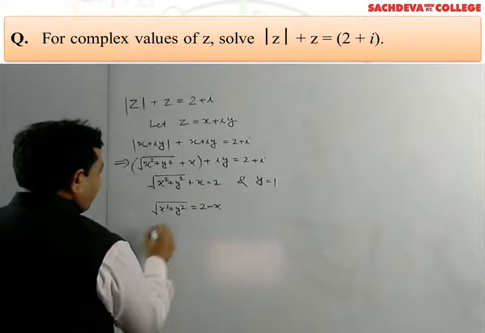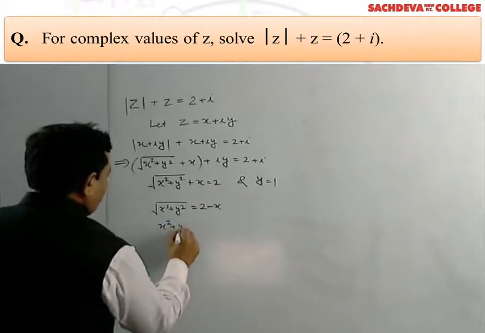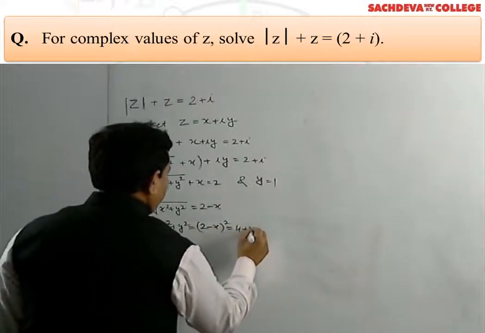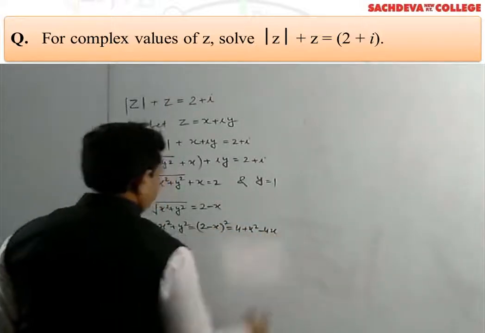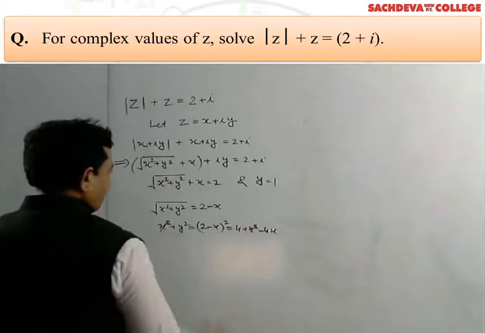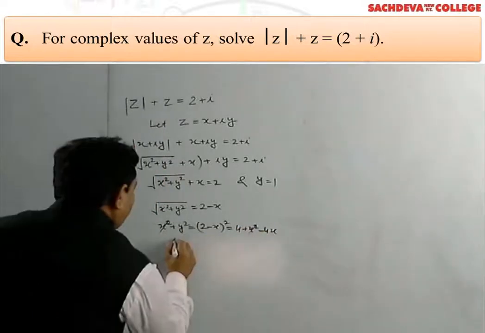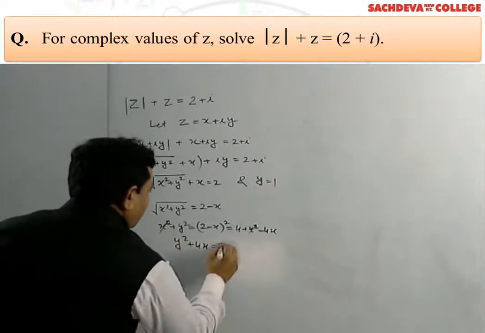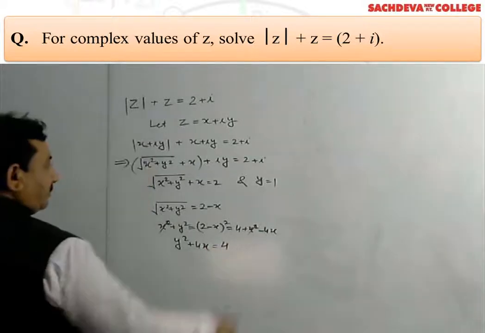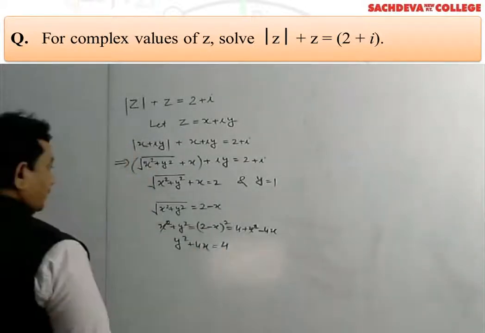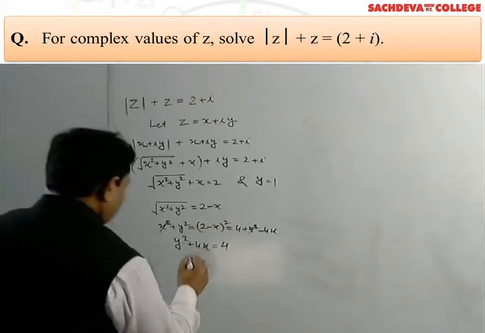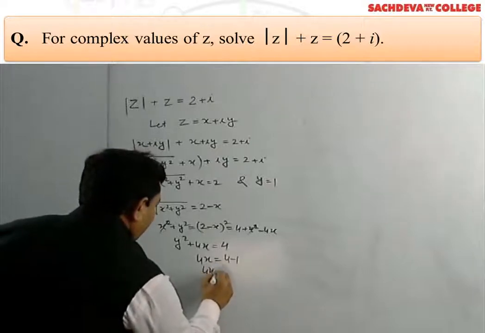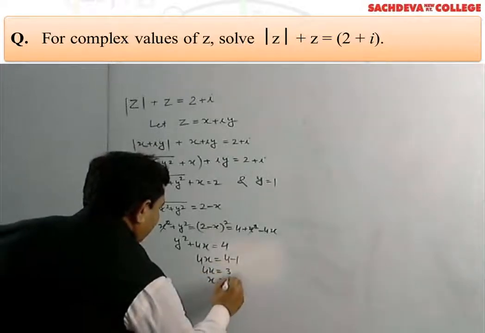On squaring both sides, we find x² + y² = (2 − x)², which is 4 + x² − 4x. The x² cancels with x². So we find y² + 4x = 4. Now on putting the value of y, which is 1, 4x will be equal to 4 − 1. It means 4x = 3, or x = 3/4.